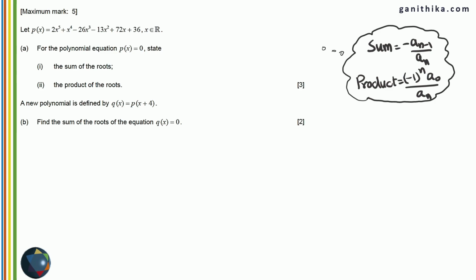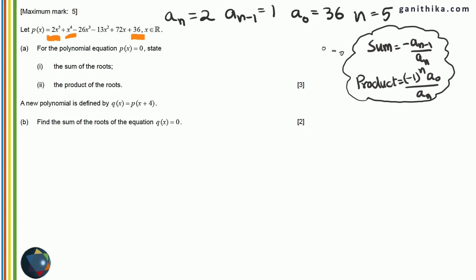Now let's find out what are the values of the coefficients. So these are the coefficients that we need now. An is the first coefficient, which is 2. An minus 1 is the next coefficient for x power 4, which is 1. A0 is 36, which is the constant. And the number of degrees is 5 in this polynomial. So this is the information that we have from this polynomial.